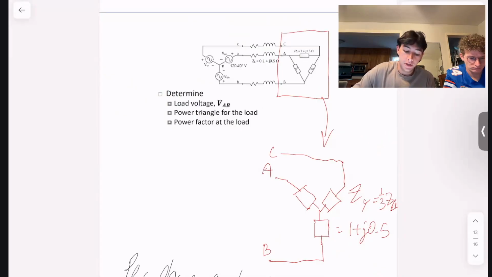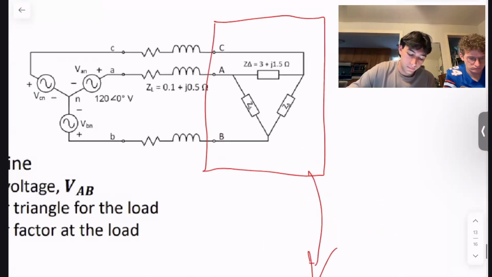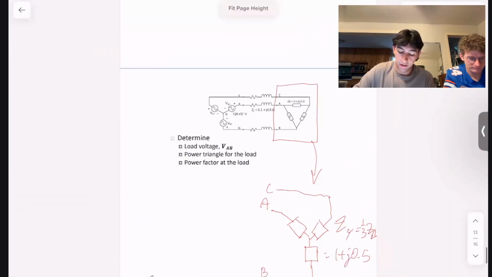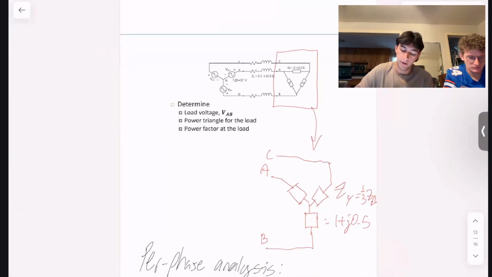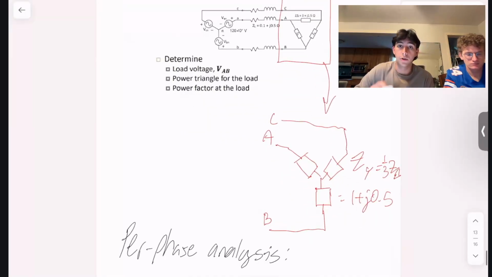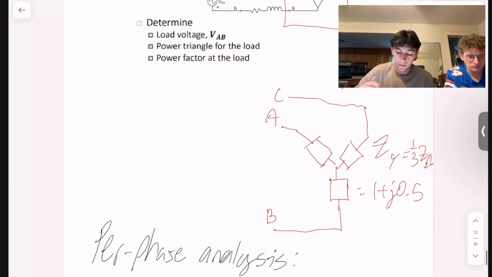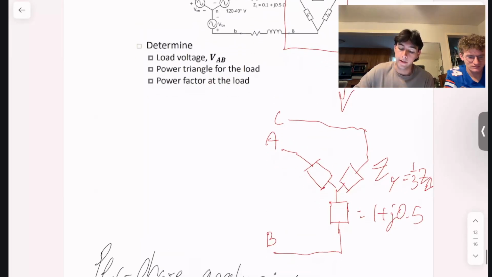And all of these impedances of the load are the same. That makes your calculation really easy. They might not be the same on an exam, in which case you'd have to do the whole delta to Y conversion. But because they're all the same, the impedance of your Y-connected load is 1/3 of the delta-connected load, which in this case is just 1 plus J 0.5.